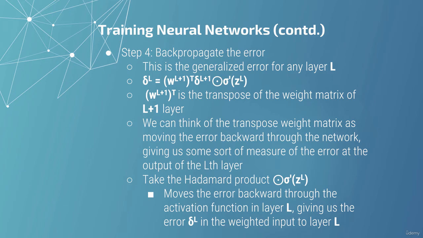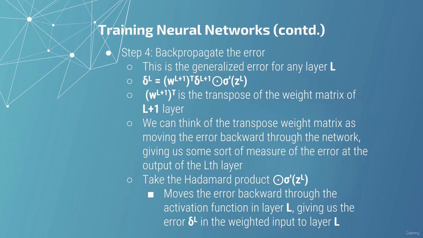Step 4. We backpropagate the error. This is the generalized error for any layer L. Now, L doesn't have to be the last layer, it could be the third layer, it could be the fifth layer, any layer. So this formula represents the error delta of that layer. It's saying what the error is that we have to update the weights and biases for. The formula is saying that delta to the L equals the transpose of the weight matrix, W to the L plus 1, all to the T.